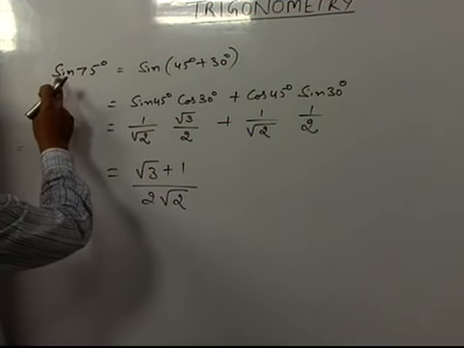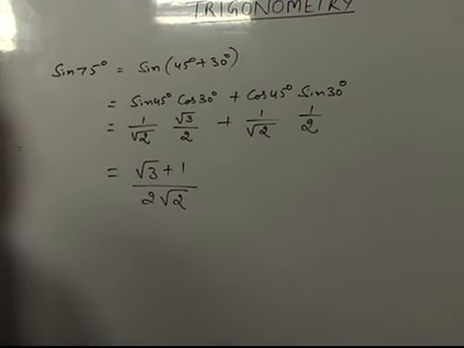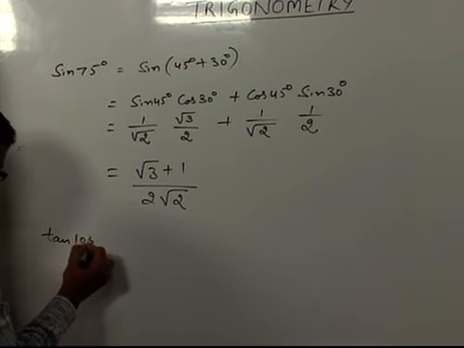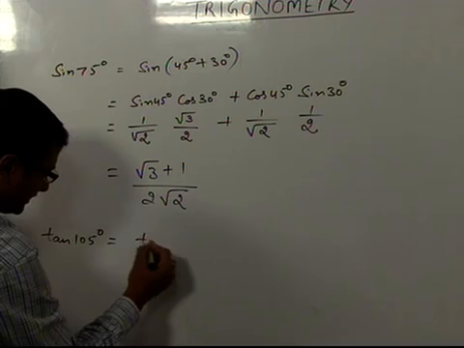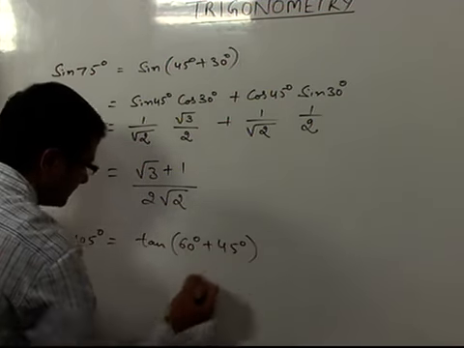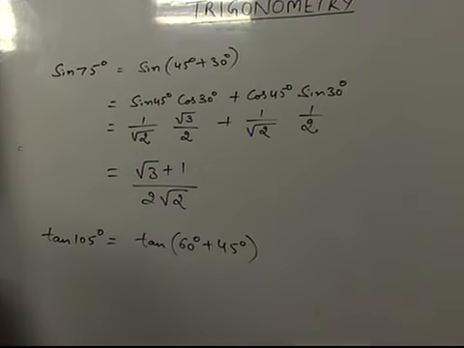Similarly, we can calculate cos 75, tangent 75 or tangent 105 degree by breaking it into tangent 60 degree plus 45 degree.